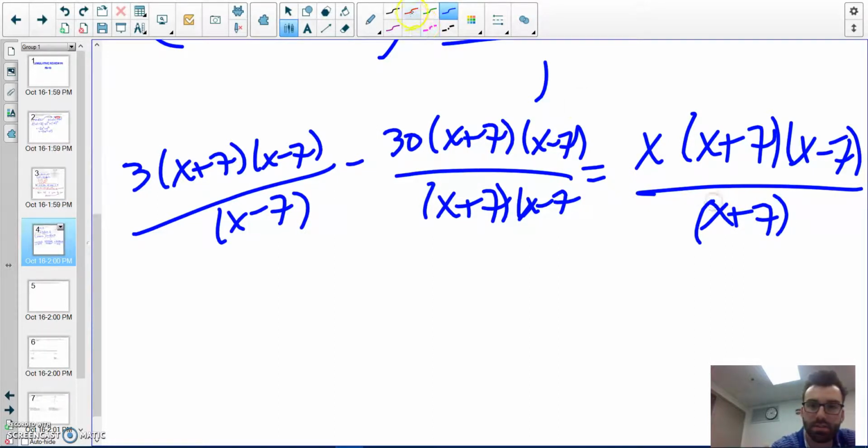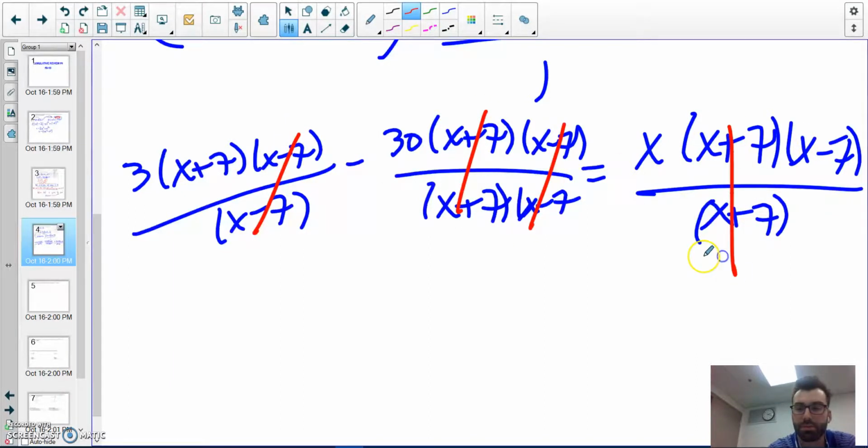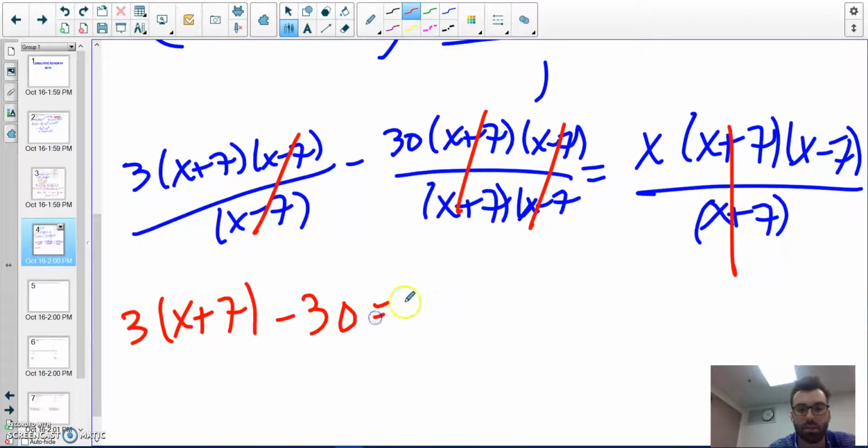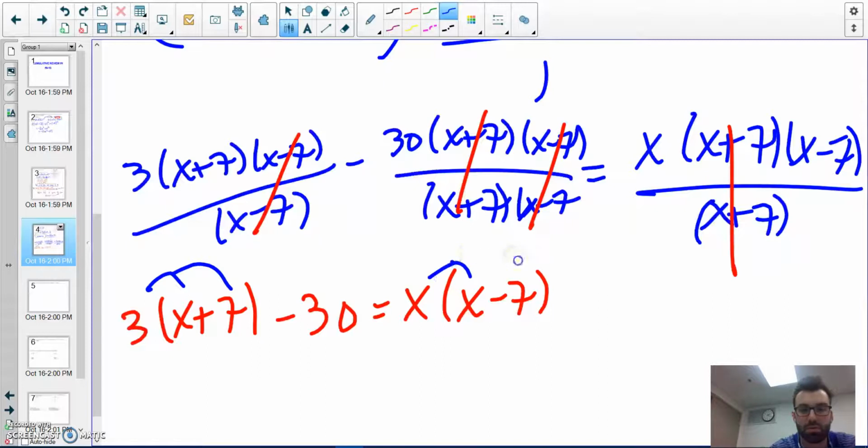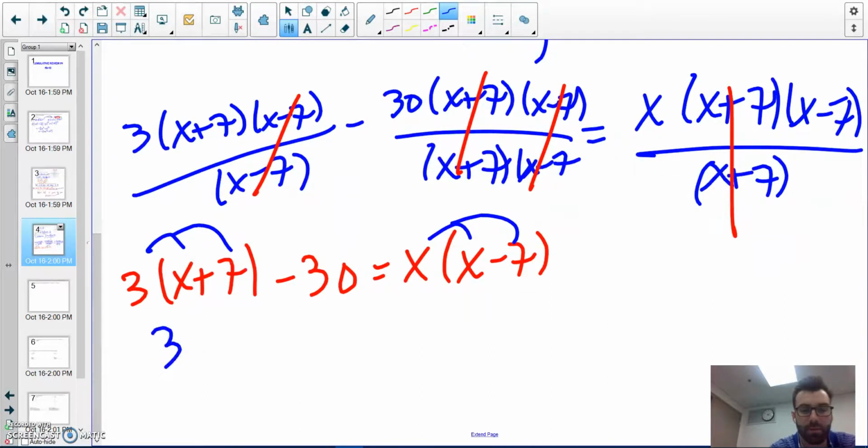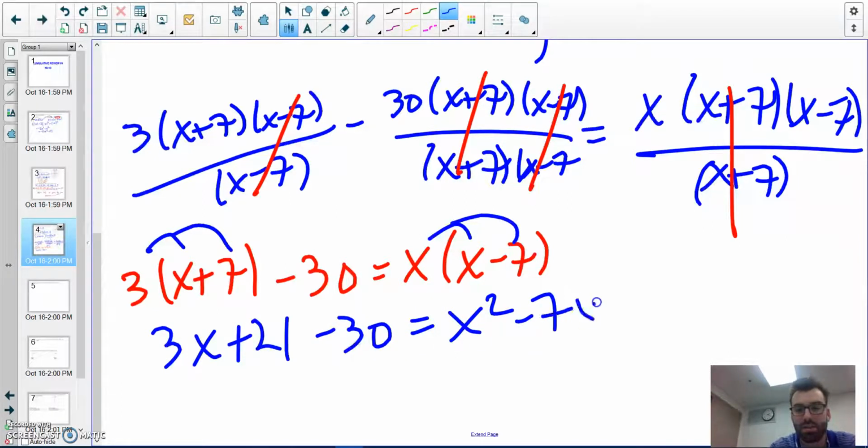So as you can see, what starts to cancel out? The x minus 7's cancel out here, both cancel out there. The x plus 7's cancel out there. So my first is 3 times x plus 7 minus 30 equals x times x minus 7. Distribute. 3x plus 21 minus 30 equals x squared minus 7x. Boom.